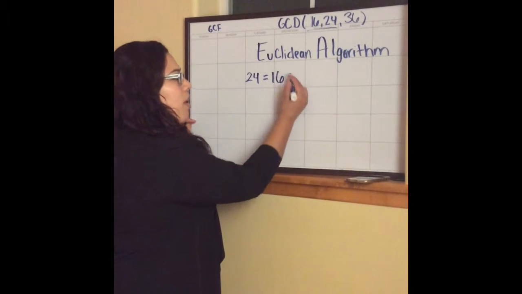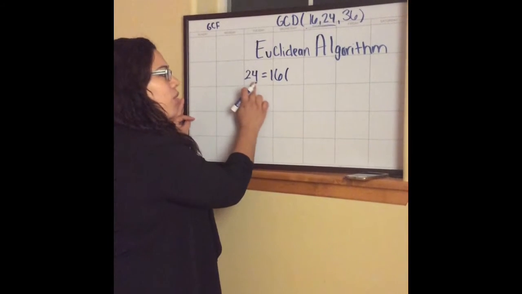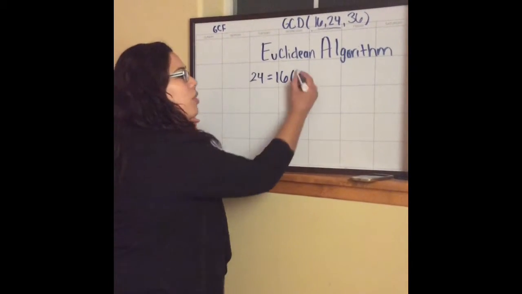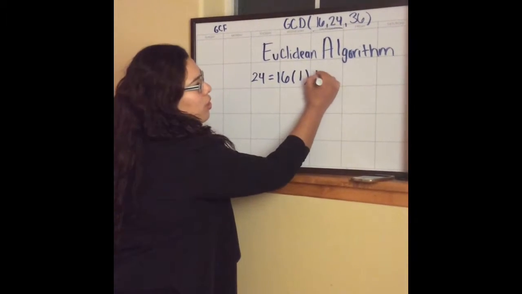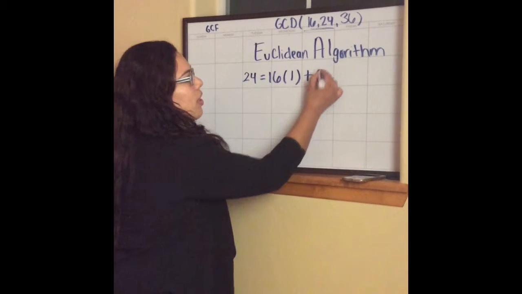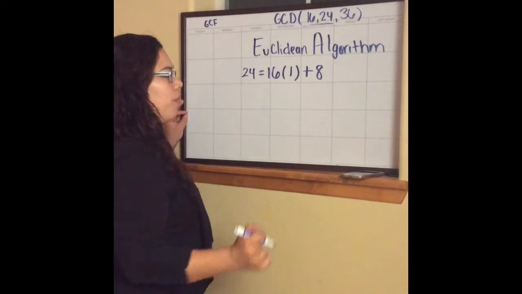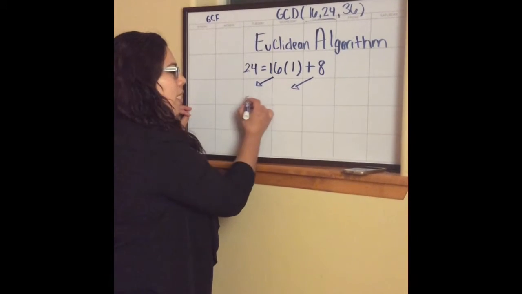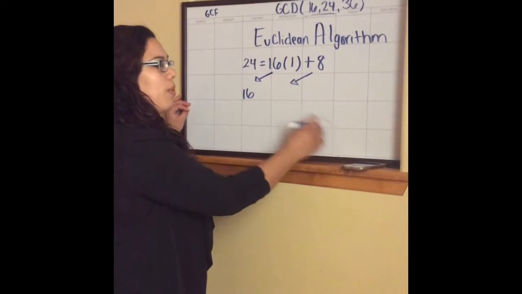We're going to multiply by a number. We want to get to this number. So 16 times 2 would be over this number, so that's why we just put 1. And then we're going to add 8, because that will give us 16 plus 8 equals 24. Then we're going to move this over and this over. So we have 16. We have to do that until we get 0.